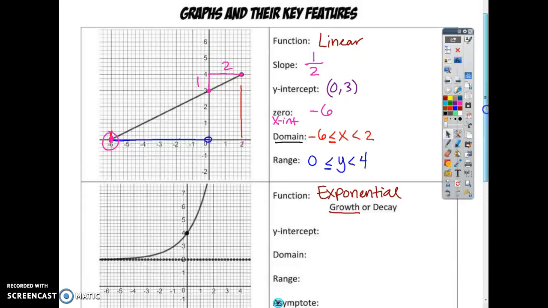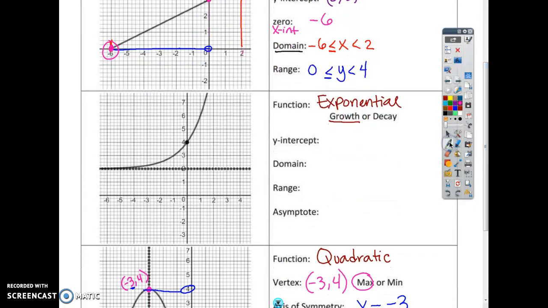And the last one, exponentials. Where is the y-intercept? It's at 4. So (0, 4). What is the domain? All real numbers. Because this one's going to keep going forever and ever, right? Where is my asymptote? That's the imaginary line right here, right? And it's crossing at 2. So it's y equals 2, not x equals, because it's a horizontal line, not a vertical line.